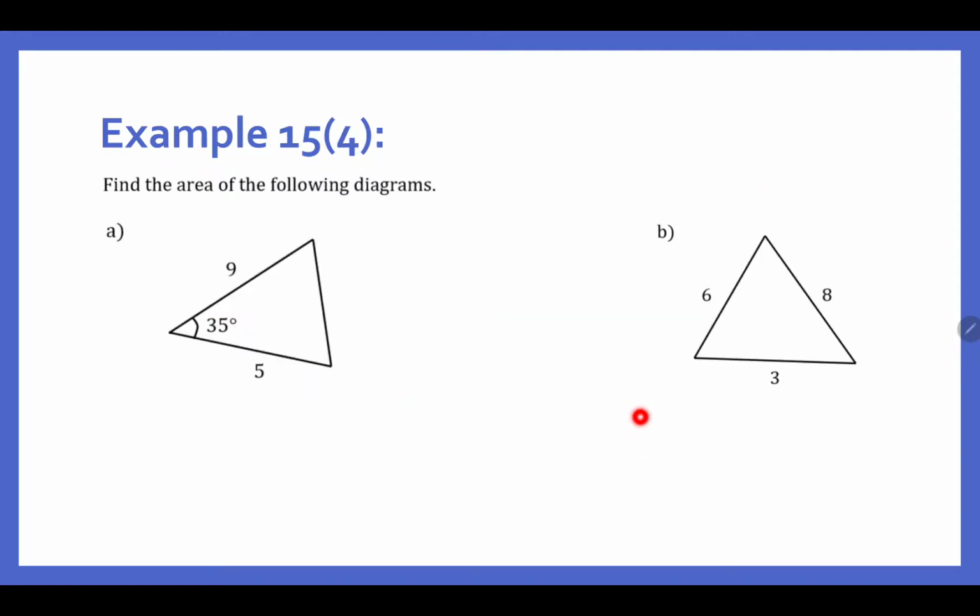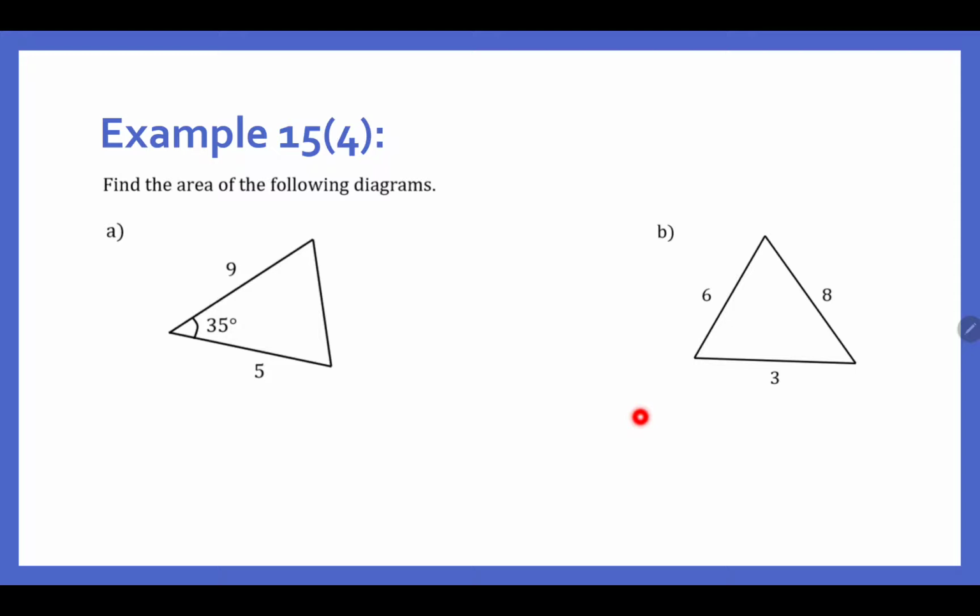Okay, then we proceed with number 4. Find the area of the following diagrams. Okay, kita nak cari area. Kita kena fikir which is the most suitable formula for finding area for each triangle.